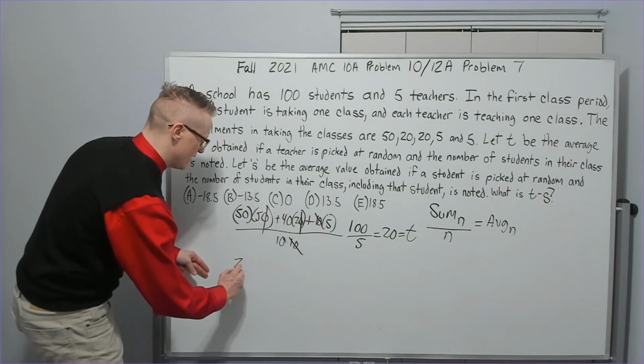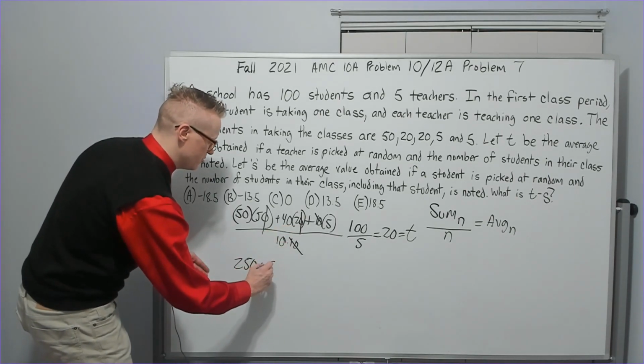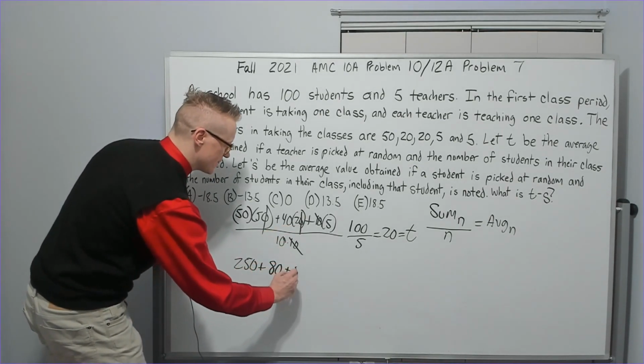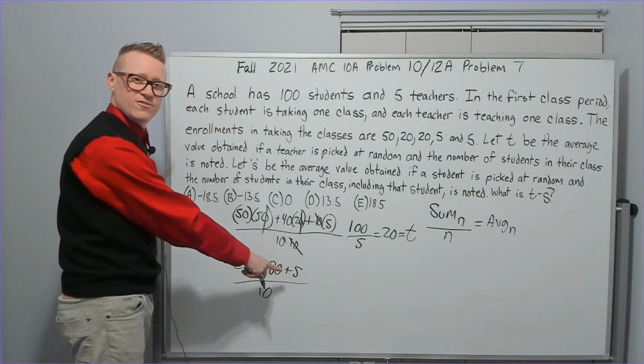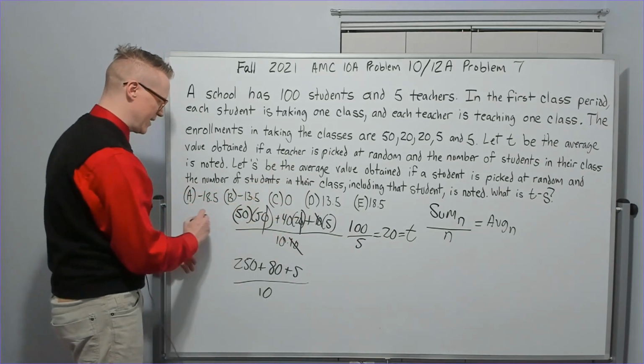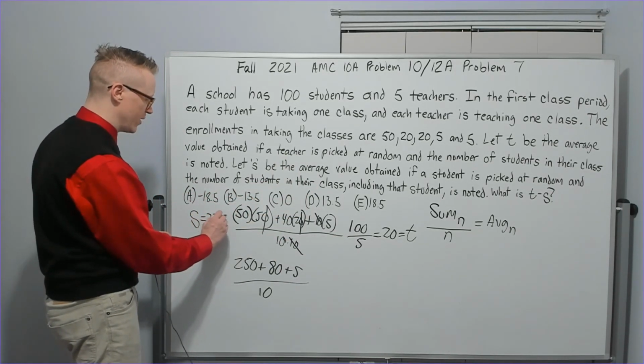So we get 250 plus 40 times 2 is 80 plus 5 over 10. And so you get 335 over 10, which is a decimal place in, and you're going to get that S is 33.5.